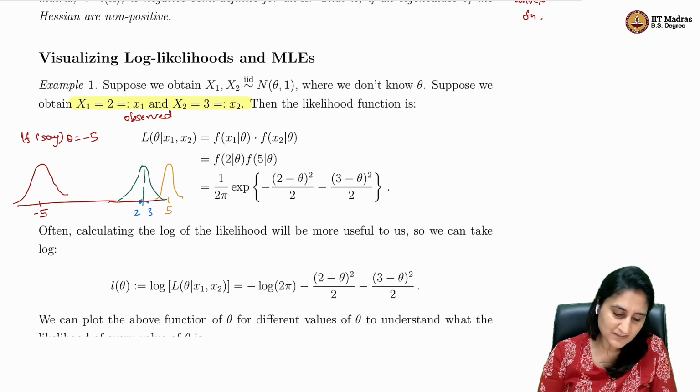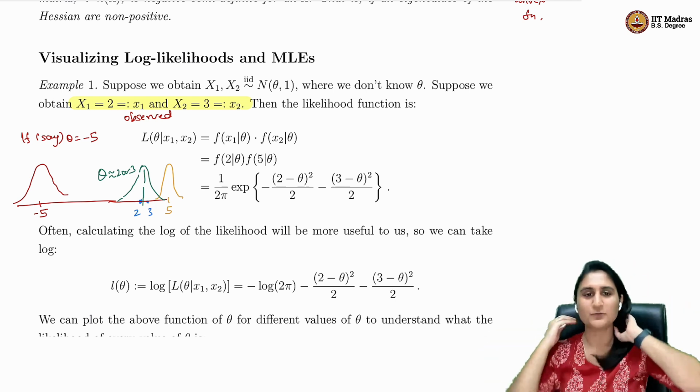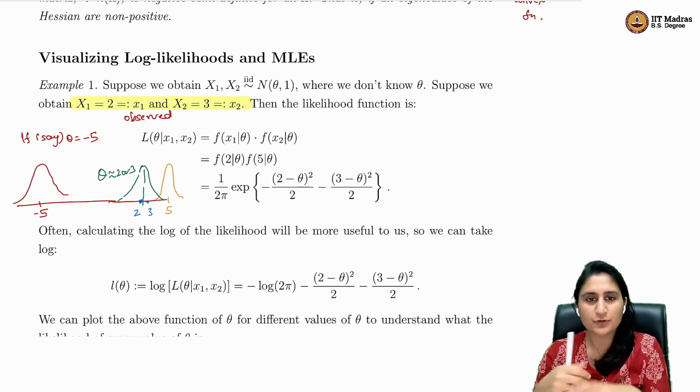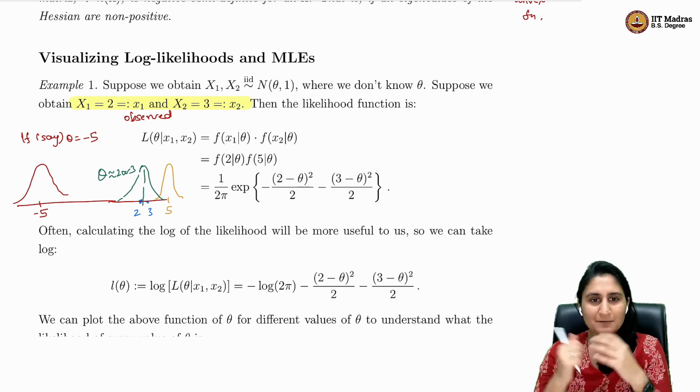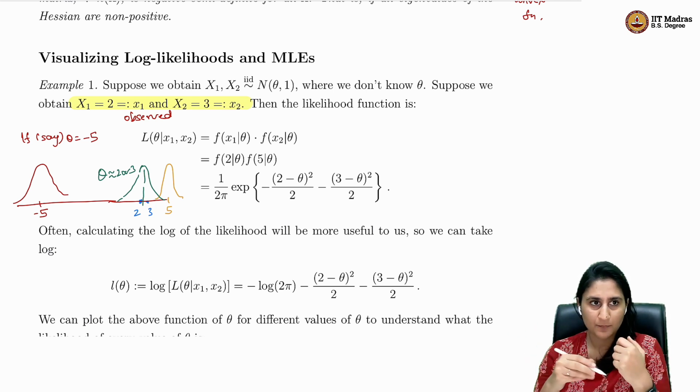So I would guess that theta is somewhere between 2 and 3, right? And maybe right in between them, like 2.5. This is the idea of the likelihood function, and I'll show you a plot in a bit. But it basically tells you, well, how likely are certain values of theta given the data that I have observed? Okay.